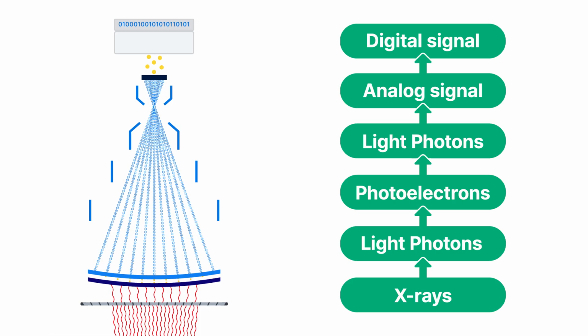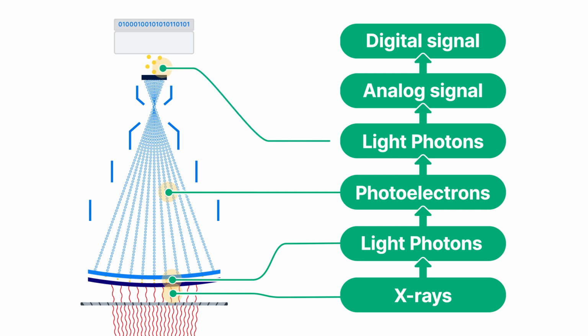There are a lot of energy conversions happening throughout this process. X-rays are converted into light photons, which are converted into photoelectrons, which are converted back into light photons. These light photons get converted again into an analog signal, and finally, that analog signal is converted into a digital signal. Let's try a practice question.